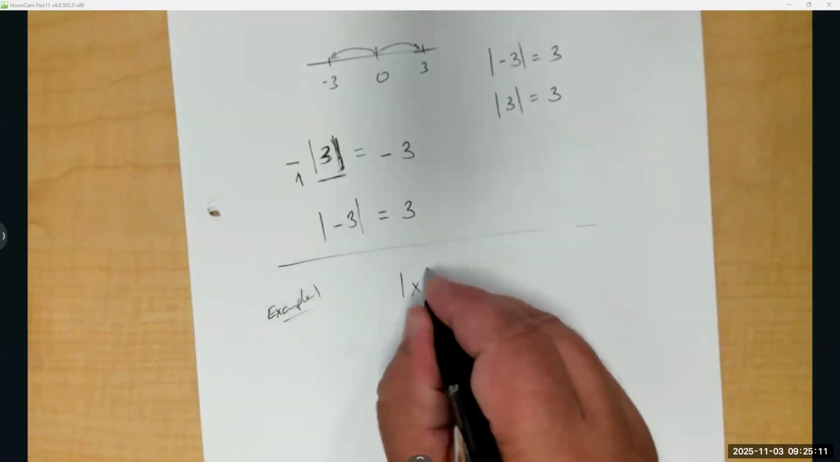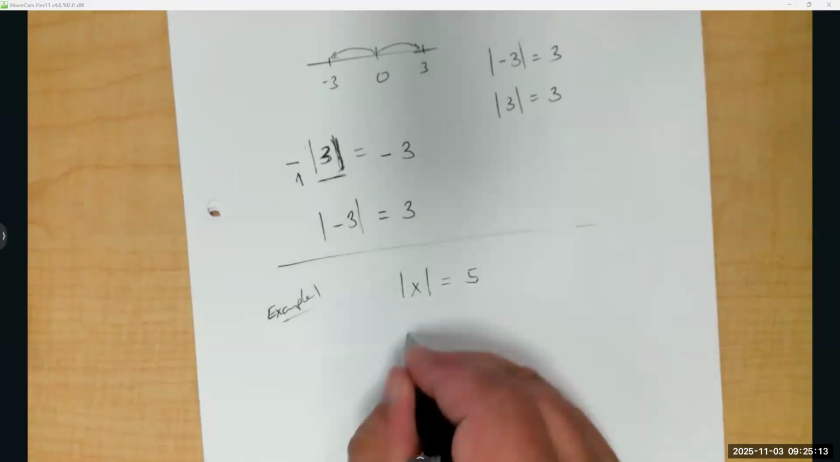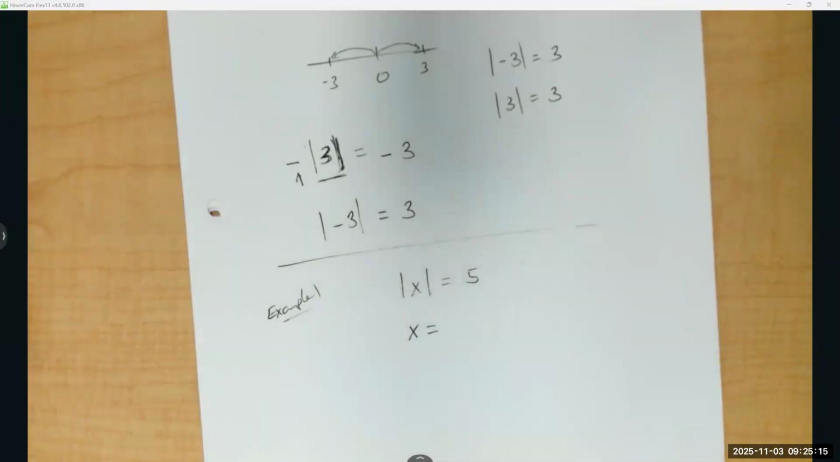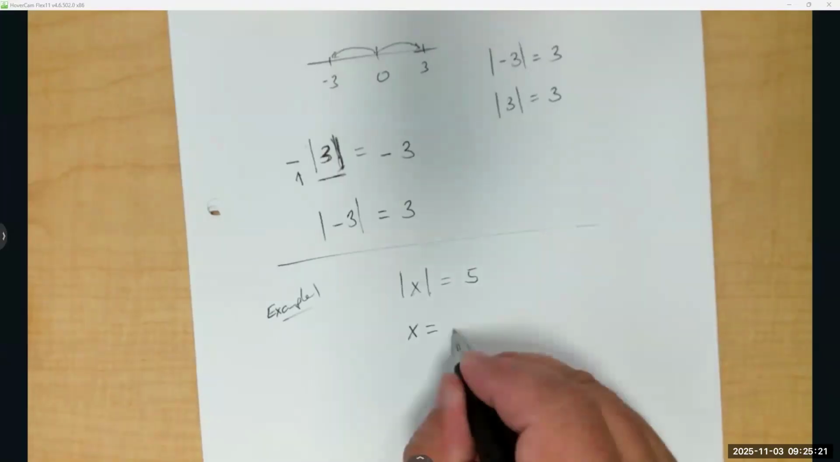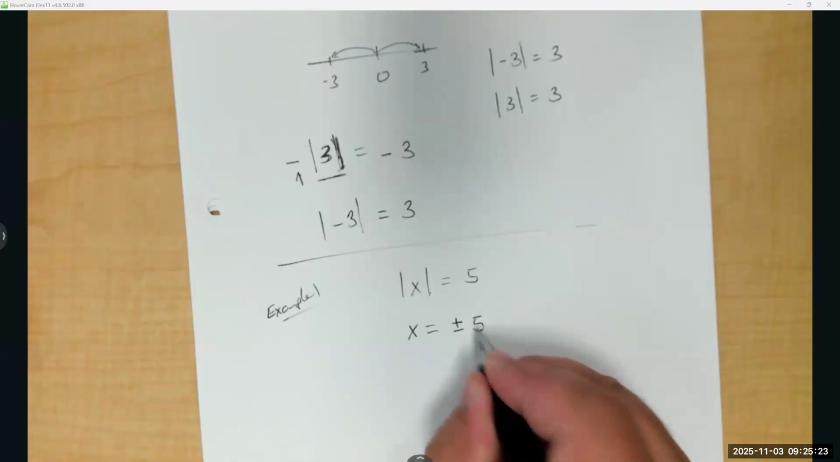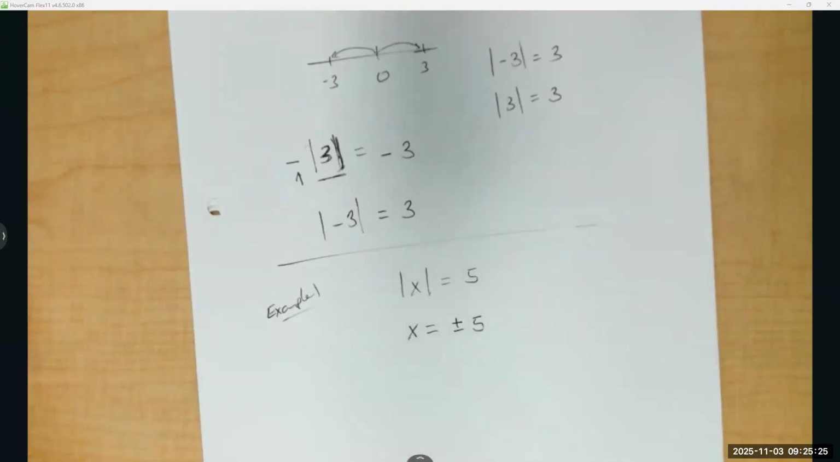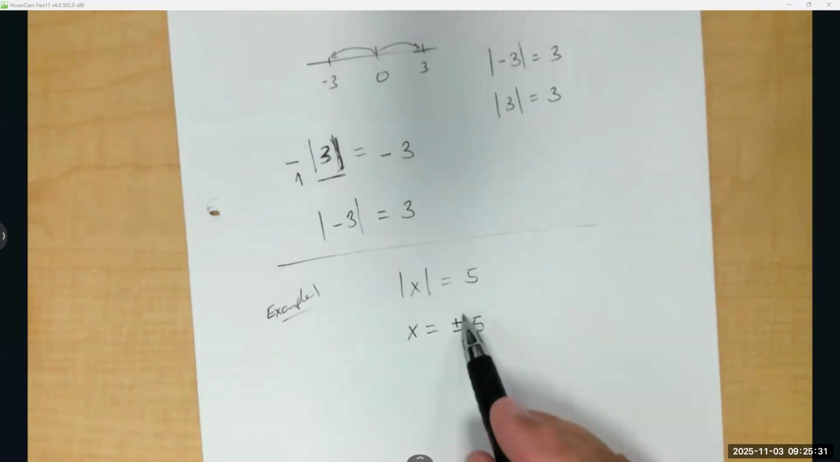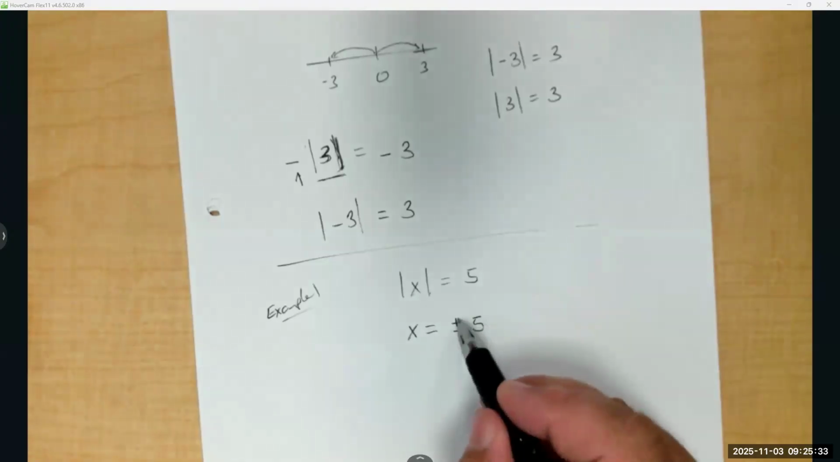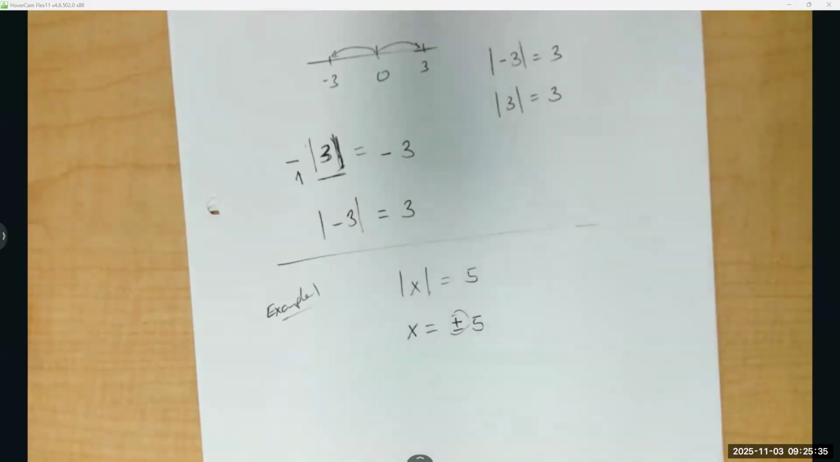So the absolute value of x equals 5. What would x equal? Very good. It's plus or minus 5. This is very important. Whenever you drop the absolute value, you have to put the plus or minus in front of the answer. Whenever you drop the absolute value.